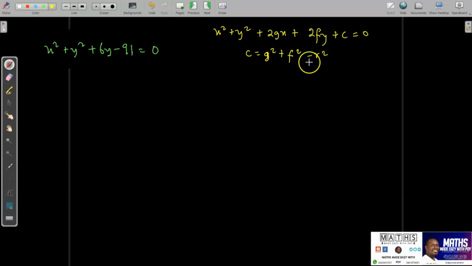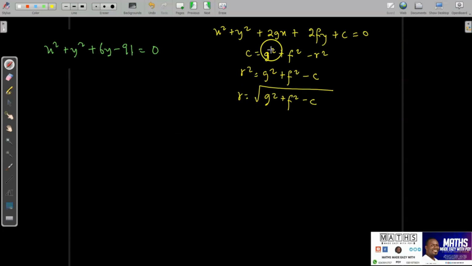So what it means is that if I'm finding r and I know my c value, then we interchange them. R squared will be equal to g squared plus f squared minus c, and r will be equal to the square root of g squared plus f squared minus c. That's how you get your r value.